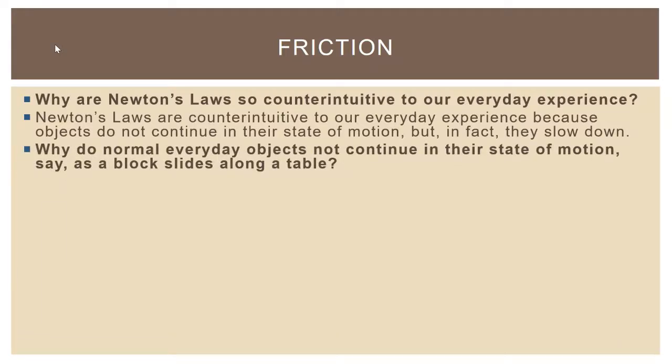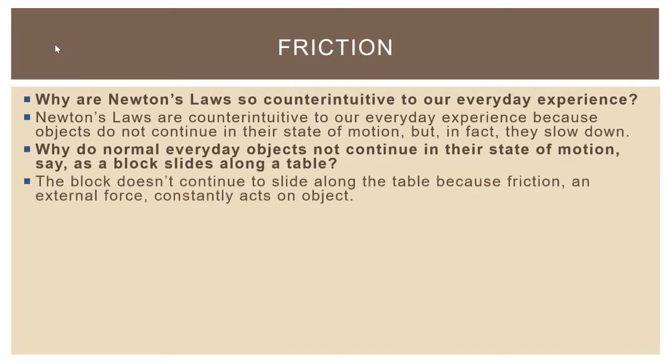Why do normal everyday objects not continue in their state of motion, like as a block slides along a table? So take your calculator or something and just push it on the table like I am right now. It eventually comes to a stop. Why? Well, this shouldn't be that much of a surprise to you. The block doesn't continue to slide along the table because of friction, because friction, an external force, constantly acts on the object. And that's an important thing to note.